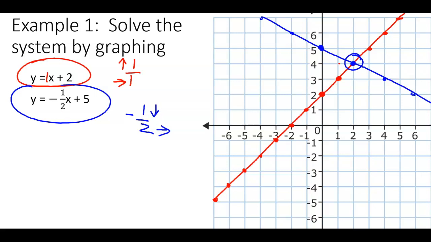And so my answer to this question is going to be what? So think about it. I'll give you a few seconds to think about what the answer is, and then I'll call on you to share out your answer. Who said that? 2, 4 is right. All right. So 2, 4. Good. All right. So that's how you can find the solution to a system of equations.